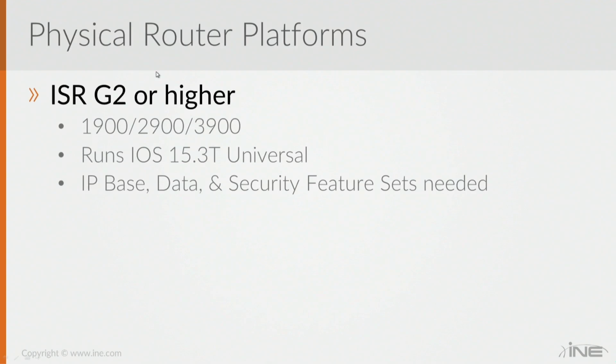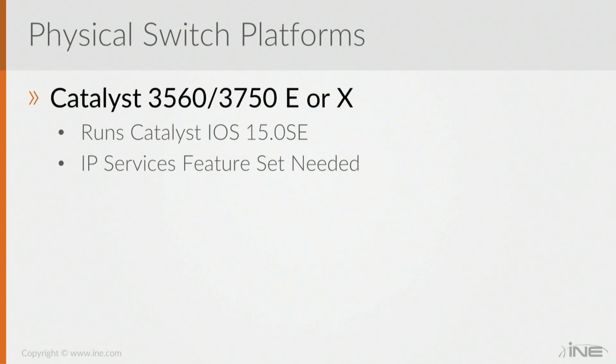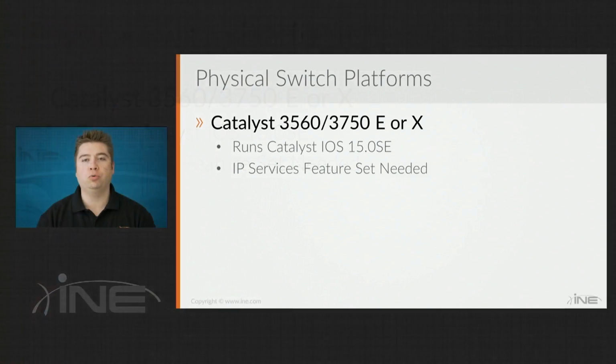Now, from the switching point of view, the switches are a different story. If you want to run the code train that really does every feature that's on the blueprint, then you would need some E or X switch, like Catalyst 3560E, 3560X, 3750E, 3750X. Even though some of the lower platforms can run the 15 train, it doesn't support all the features. So for example, IPv6 first hop security is not supported on a 3560 non-X or non-E, even when it's running the 15.0 code. Now really though, do you care?